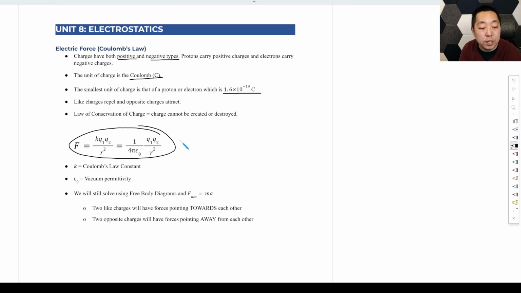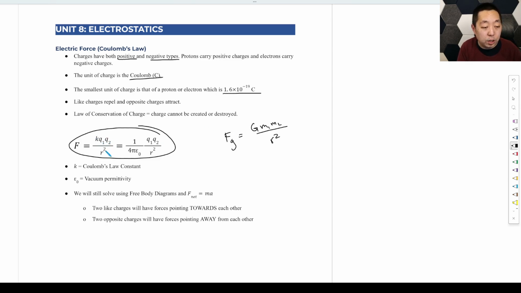So this equation for the force looks very similar to the force of gravity, but there are a couple of things we want to keep in mind here. One is gravity was always an attractive force. That means you were always pulled towards planets. The force was always directed towards the center of the planet or center of the object. Now, when we talk about electrostatic force or Coulomb's law, the charges could be pulled towards each other or they could repel each other.